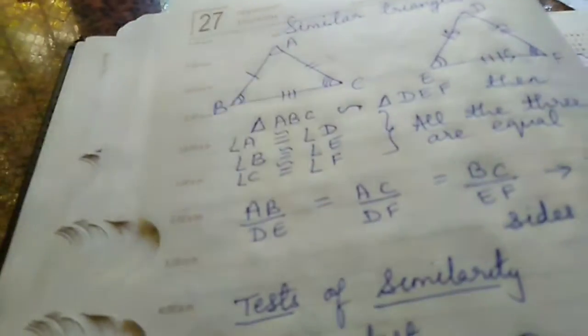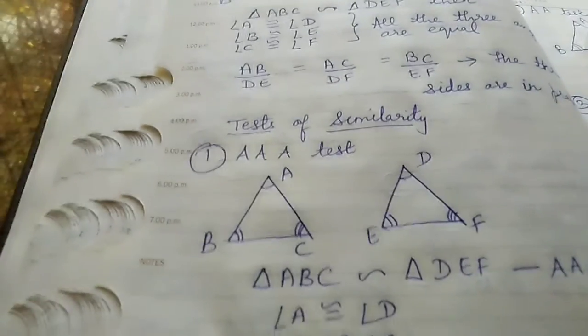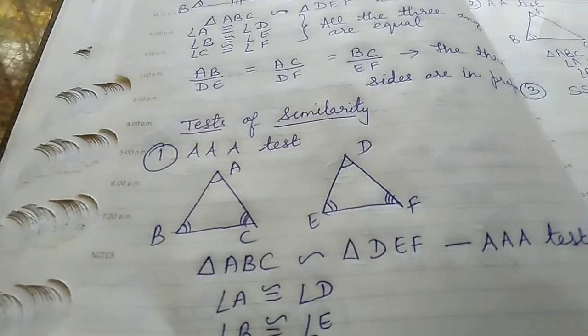Now how to check whether the two triangles are similar? There are certain tests. You have already studied this in standard 9. This is just a revision, a recap. Test of similarity. First is the AAA test.